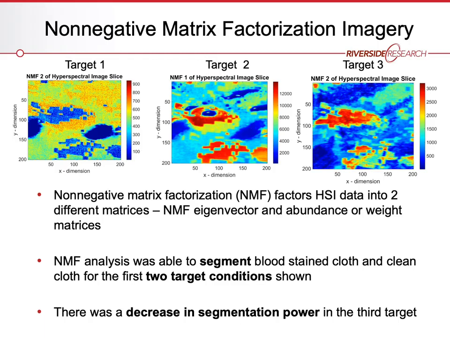The NMF analysis was able to segment blood-stained cloth and clean cloth for the first two smearing conditions very robustly. You can see blood stains here and here in the first target, here, here, here, and here, here, and here for the second target. But what's very interesting is that the image segmentation power decreases with the third. You can see faint signs of blood stains here and here, but it's not as crisp as in target 1 or target 2.